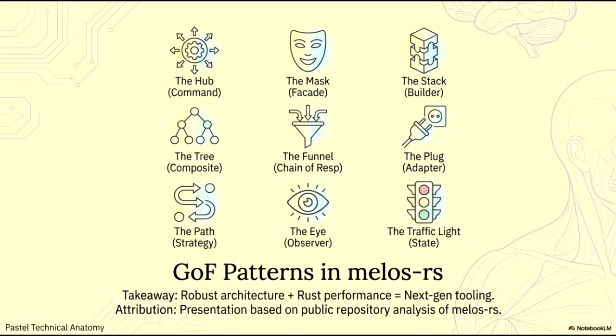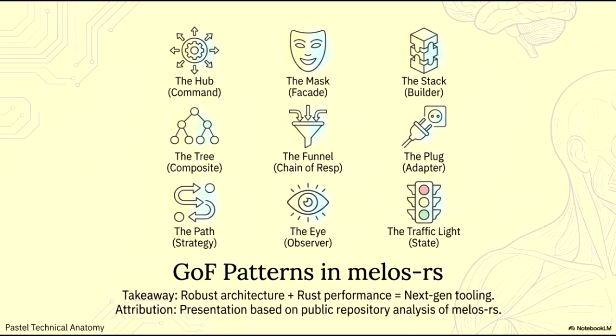Moving to the middle row, the system's structural organization relies on the tree, which uses the composite pattern to manage part-whole hierarchies. The funnel employs a chain of responsibility to pass requests along a series of potential handlers, and the plug uses the adapter pattern to ensure that incompatible interfaces can work together seamlessly.